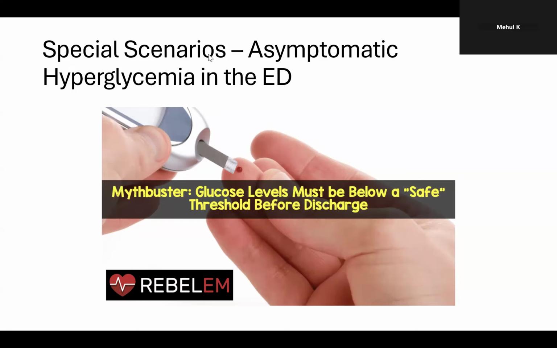What this lecture is not meant for is asymptomatic hyperglycemia in the ED. Patients having no symptoms and hyperglycemia, you don't actually need to reduce their blood sugar before you discharge them.